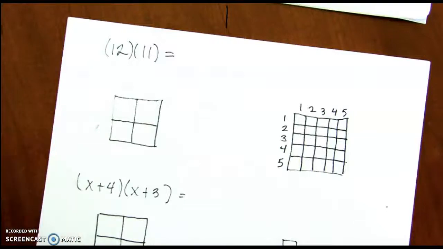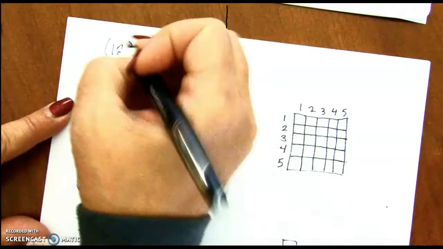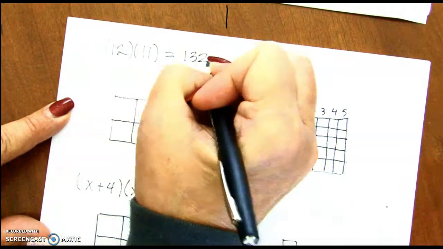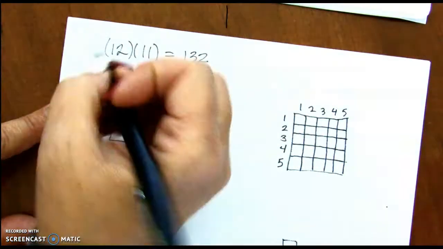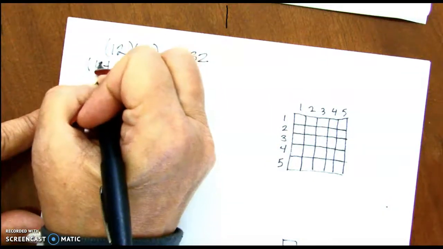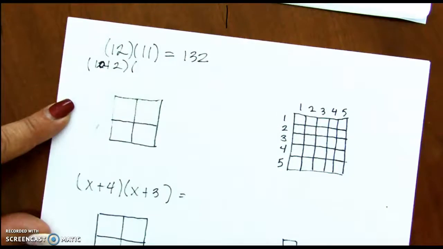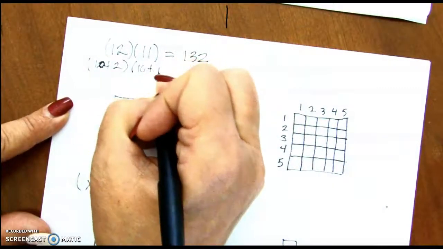Hi, today we'll be multiplying and factoring polynomials. But let's start with something that we're familiar with. So 12 times 11 is 132. But I could break up 12 as 10 plus 2, and I could break up 11 as 10 plus 1.